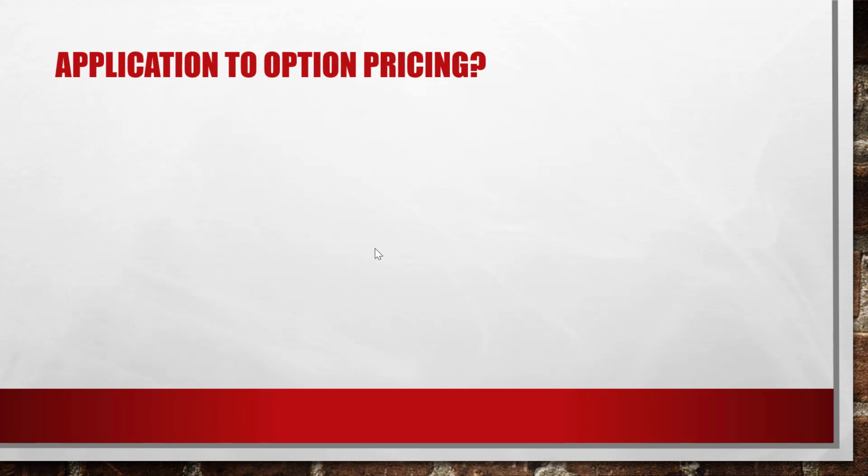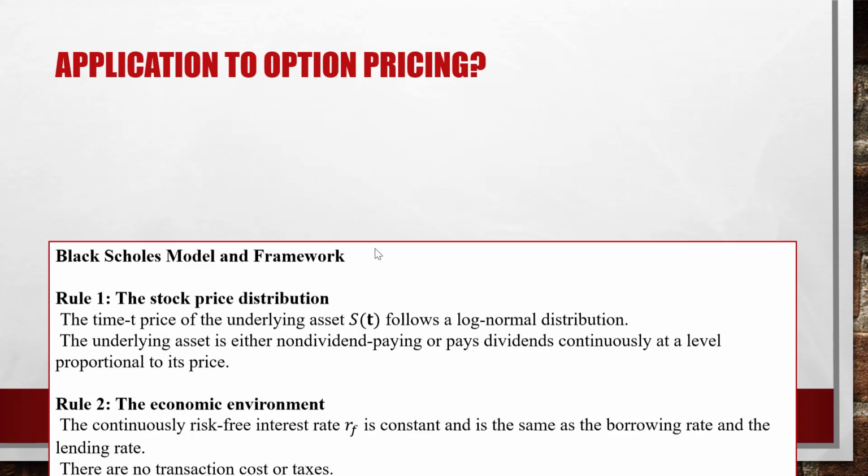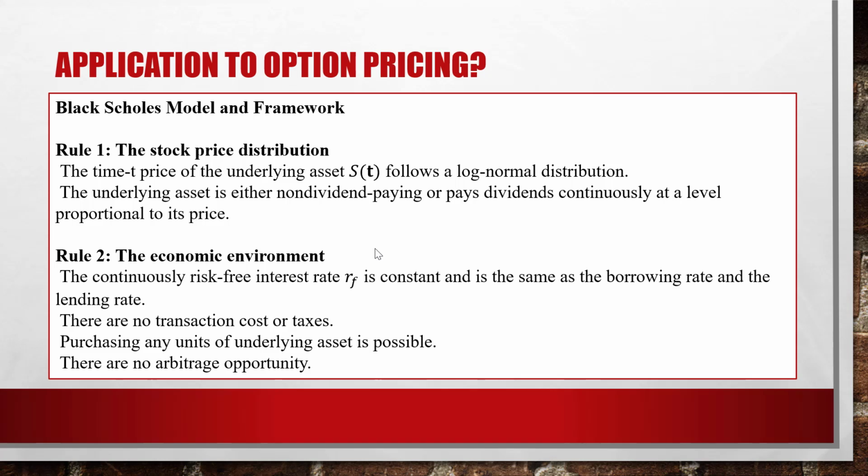Alright, so that is how we calculate the probability of a log normal distribution. Now let's look at the application of the log normal distribution to option pricing. The log normal distribution has a very big application to option pricing for stocks, and it's called the Black Scholes model. There are two rules in the Black Scholes model.